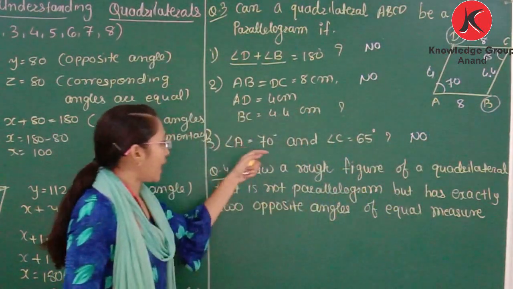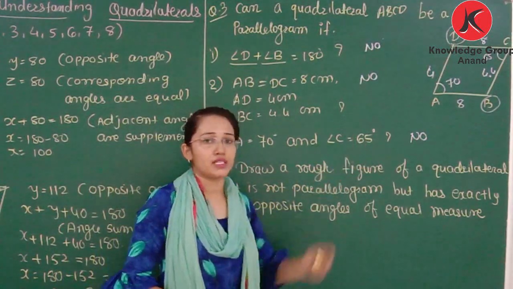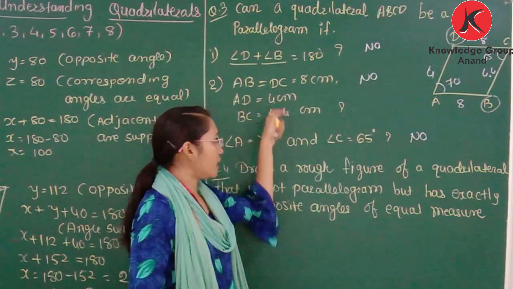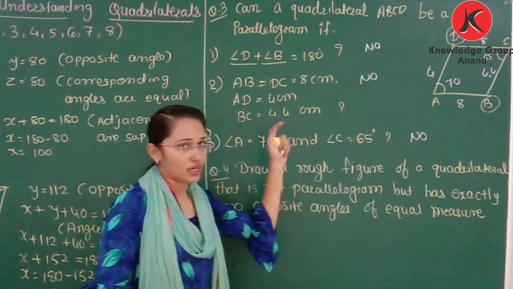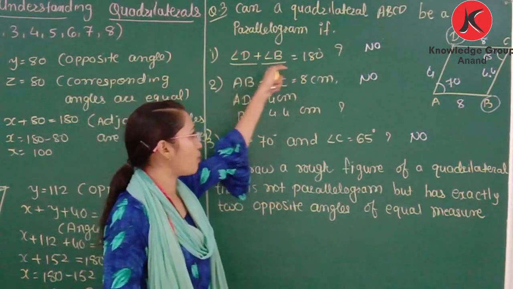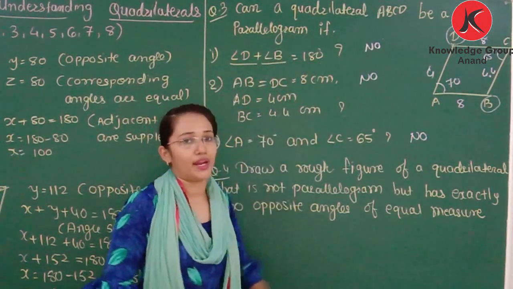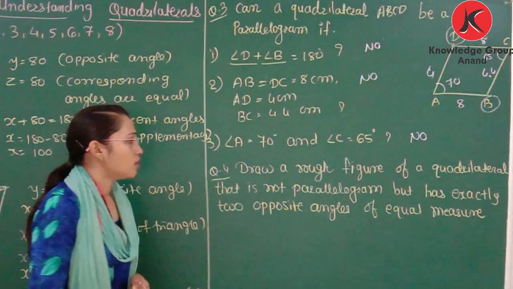ओके જો એક એંગલ 70 હોય અને એની ઓપોઝિટ એંગલ 65 હોય તો એ પેરેલેલોગ્રામ કહેવાય નહીં. Same here, opposite sides are not same so it is again not a parallelogram, and here opposite angles are not 180, they are equal in a parallelogram. That's why it is not possible.